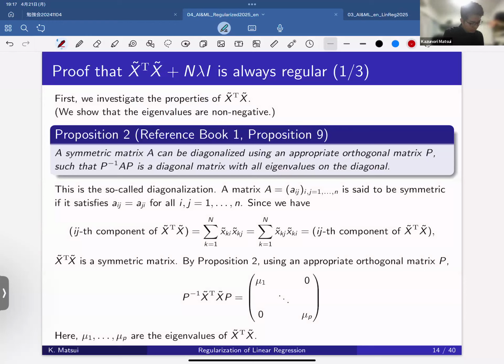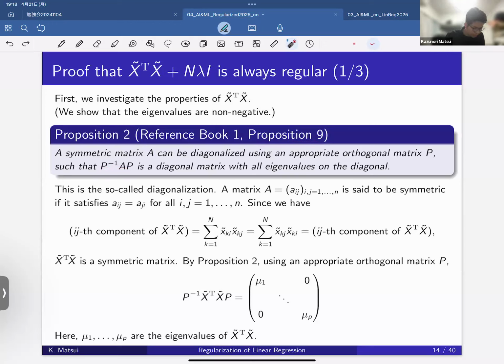Okay, let's restart. Let's prove that x tilde transpose x tilde plus n lambda I is always regular. First, let's look at the properties of x tilde transpose x tilde. Specifically, we will show that the eigenvalues are non-negative. According to reference book 1, proposition 9, it's known that a symmetric matrix can be diagonalized using an appropriate orthogonal matrix P, calculating P inverse A P, resulting in a diagonal matrix with eigenvalues on the diagonal. This is what we call diagonalization.